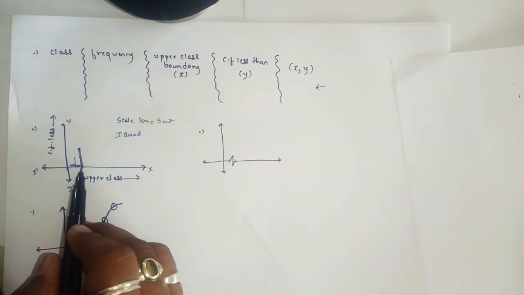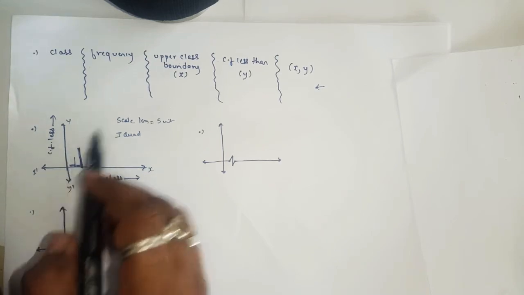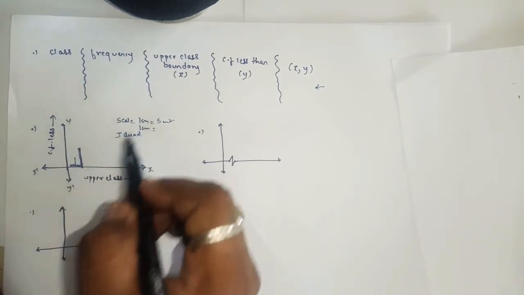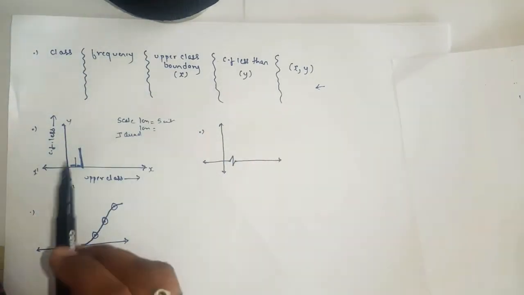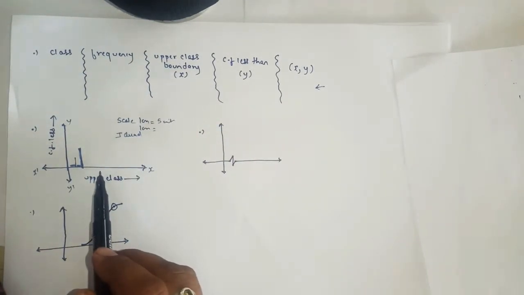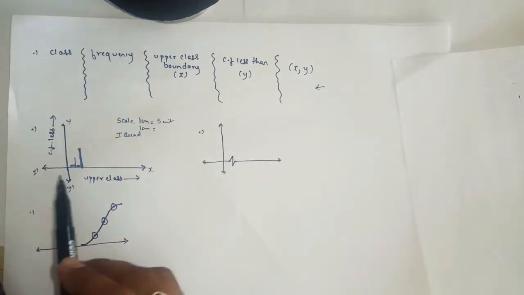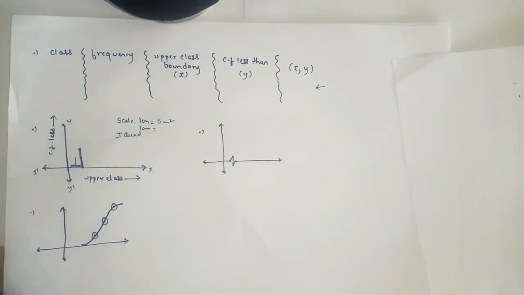If here you take 1 centimeter, then on the y-axis also you consider 1 centimeter only. Don't consider, for example, 1 centimeter on the x-axis and 2 centimeters on the y-axis. If here you consider 1 centimeter equals so and so number, then on the y-axis also you consider 1 centimeter only. Okay, so this is a point.